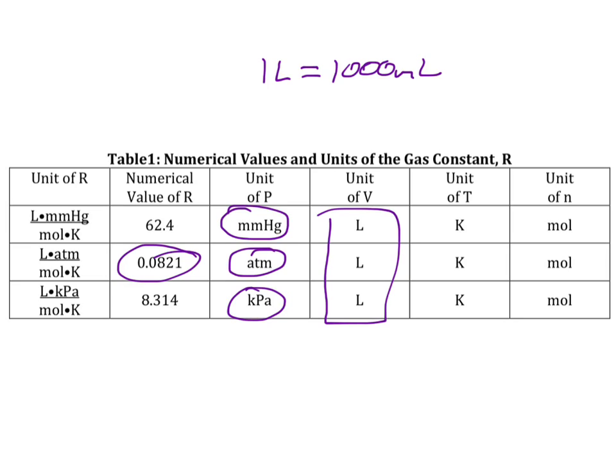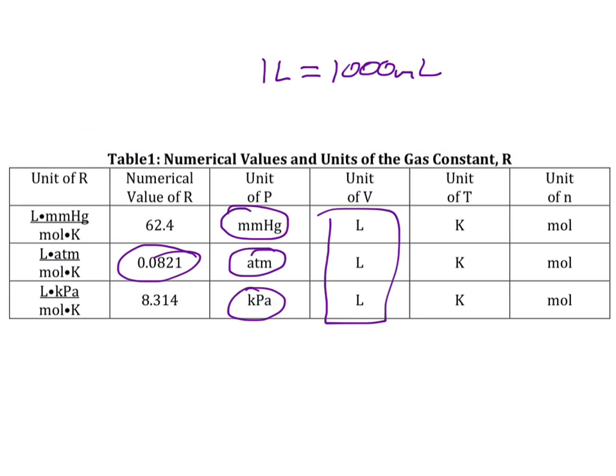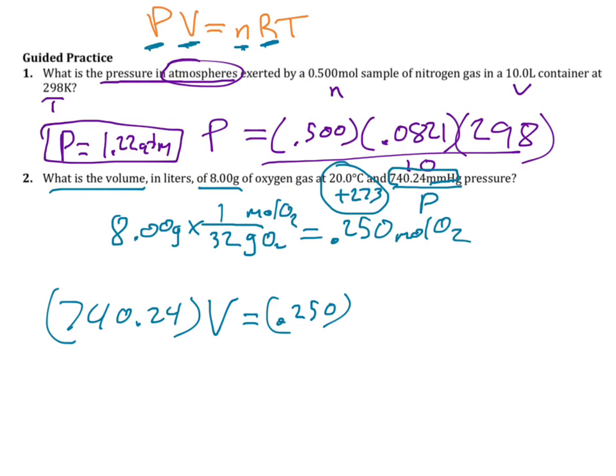Which of the gas constants are we going to use? Well, again, it's dependent on whatever unit the pressure is in. So what units is the pressure in? Well, here's pressure. Notice how it's in millimeters of mercury, which is this one right here. So we're going to use the 62.4 for this one. Because again, the pressure is in millimeters of mercury. And then we plug in the temperature, which is 20 degrees Celsius plus 273, which is going to be 293.